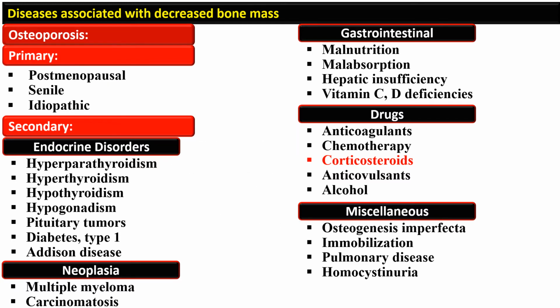Then there are miscellaneous causes of osteoporosis, such as osteogenesis imperfecta, immobilization that results in localized variety of the osteoporosis, and the pulmonary diseases or homocystinuria.